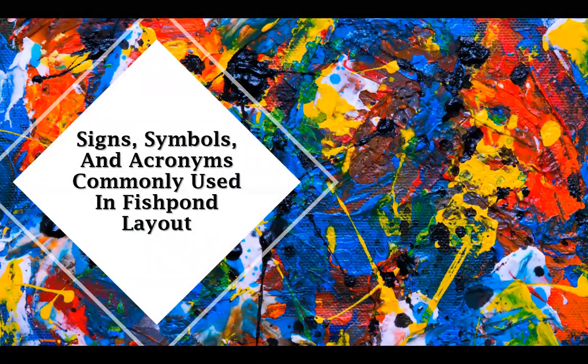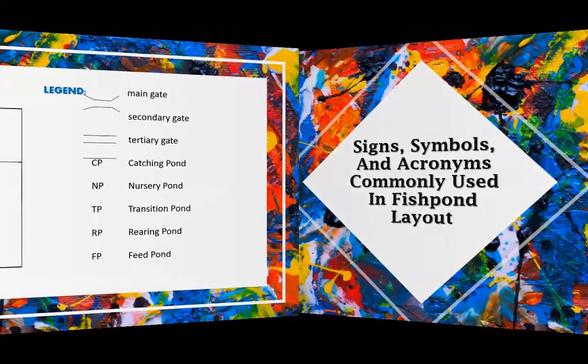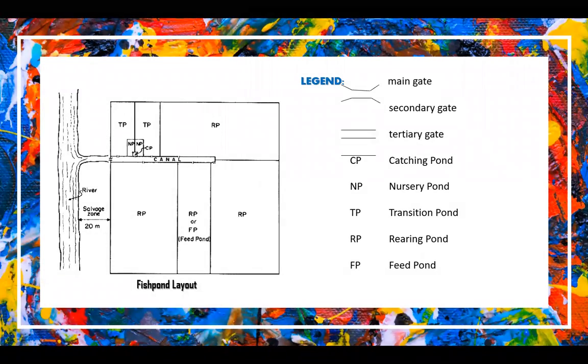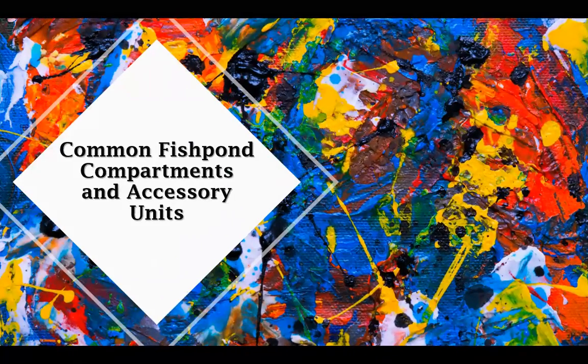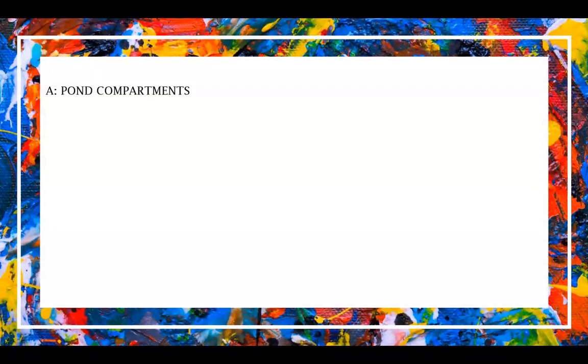So let's talk about the signs, symbols, and acronyms commonly used in fish pond layout. We have here a fish pond layout. Normally we have legends. As you can see, there is a main gate, a secondary gate, a tertiary gate, a catching pond, nursery pond, transition pond, rearing pond, and feed pond. To understand these compartments and accessory units of the common fish pond, let's discuss one by one.